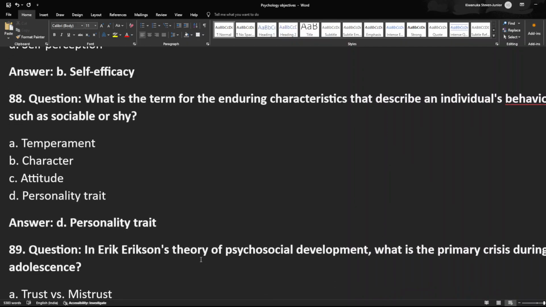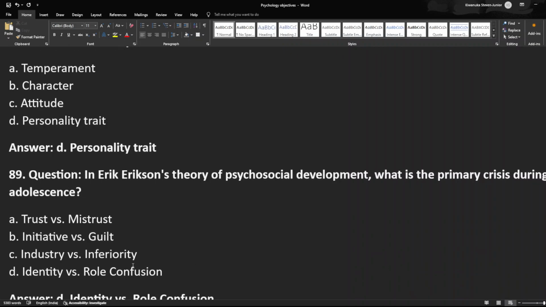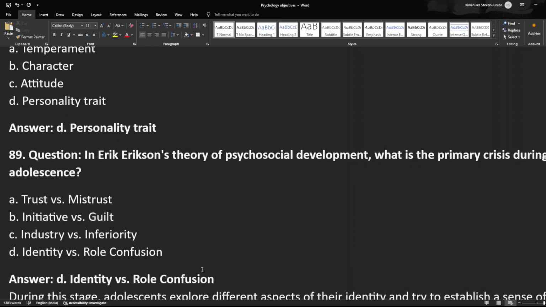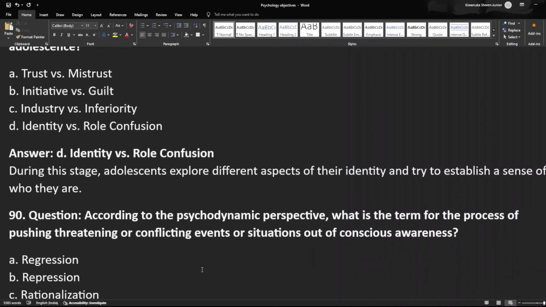In Erik Erikson's theory of psychological development, what is the primary crisis during adolescence? We see the primary crisis during adolescence is all about discovering oneself. That relates to identity versus role confusion. During this stage, adolescents explore different aspects of their identity and try to establish a sense of who they really are.